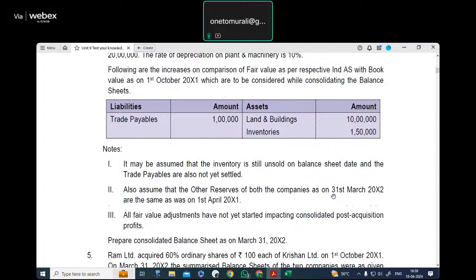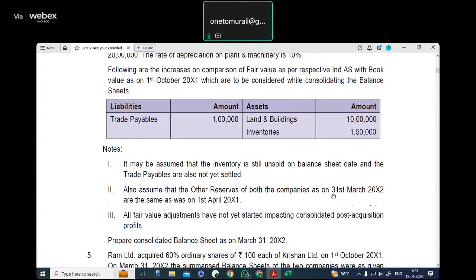Also assume other reserves of both the companies on 31st of March are the same as on 1st of April. There is no change in the reserves. Fair value adjustment post acquisition is a typical problem on consolidation. Now let's just run through it.